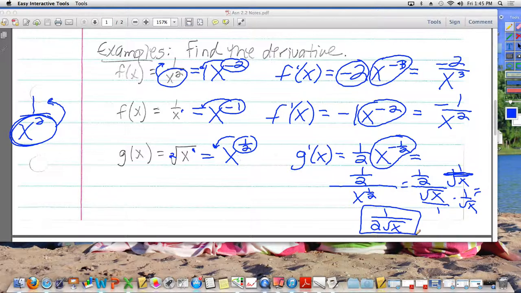So you can't leave it at 0.5 over square root of x? 0.5, yes, you can do that. Yes, yep, you can. Yes?